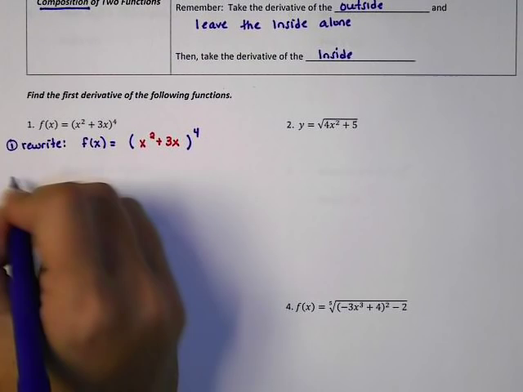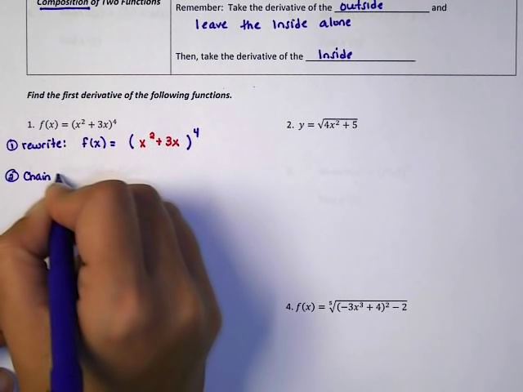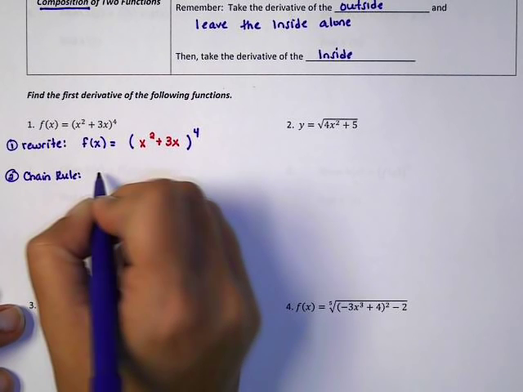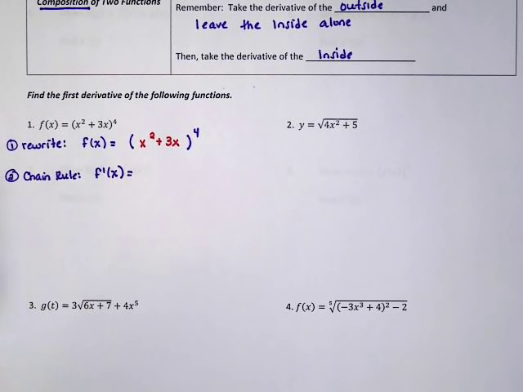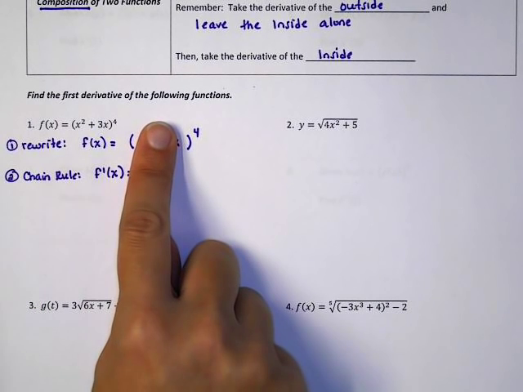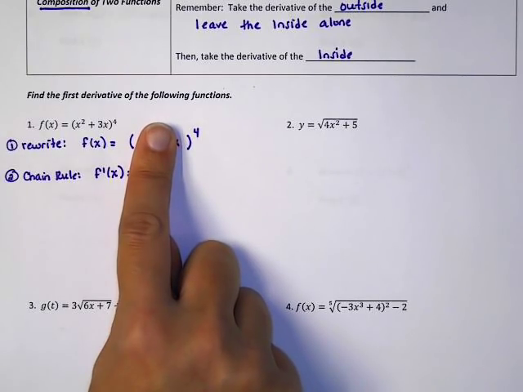Then we're actually going to take the derivative using the chain rule. So f prime of x would equal. The first thing I need to ask myself is, how do I take the derivative of something to the fourth power? I'm going to pretend that this inside thing is not even there. That's why I'm covering it up.